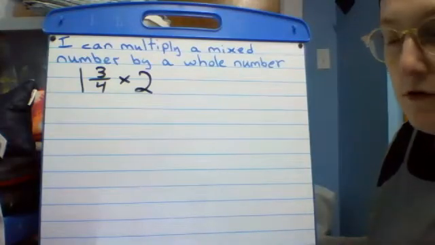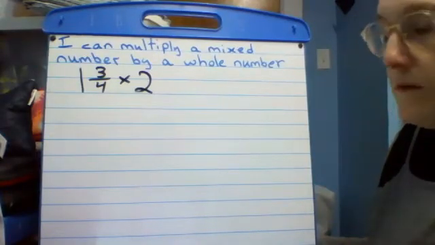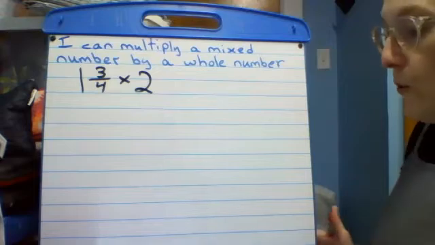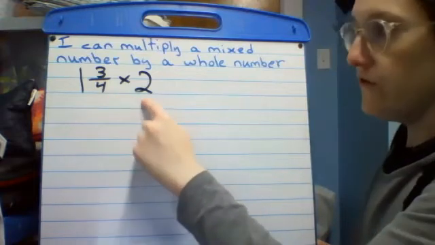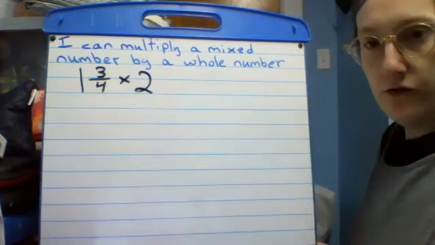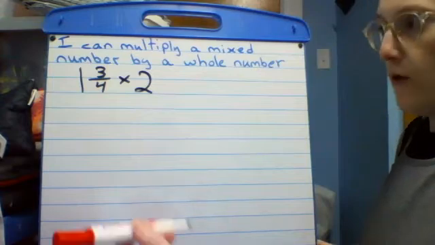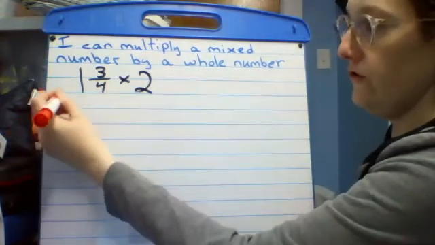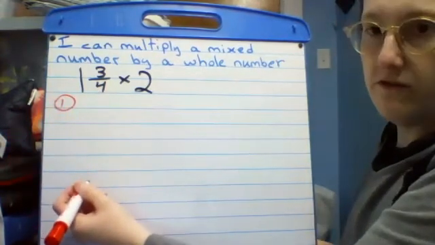Hi everyone, today we're going to multiply a mixed number by a whole number. We're working with 1 and 3/4 times 2. There's two strategies we could use to solve this. I'm going to start off with my first strategy, which is the distributive property.